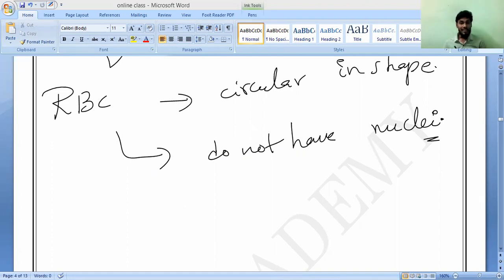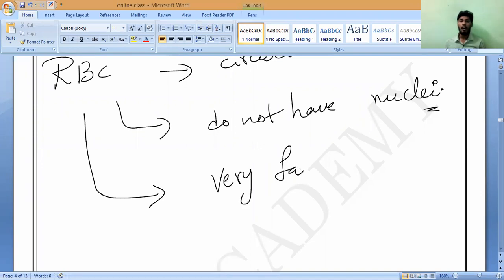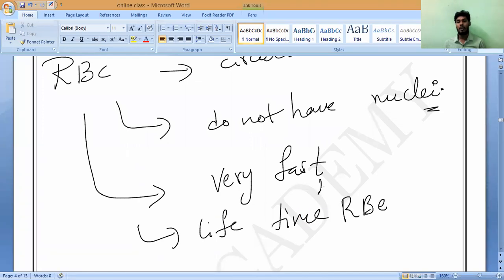You remember, these red blood cells have to be made very quickly because they do not live for a very long period of time. Do you understand, Igra? All of you? Yes, sir. The formation of red blood cells in our body is very, very fast, because their lifetime is what? The lifetime of RBC is very short.